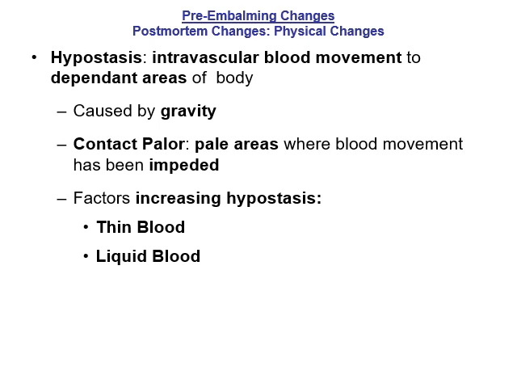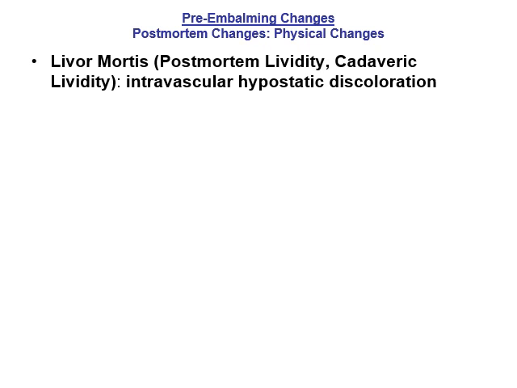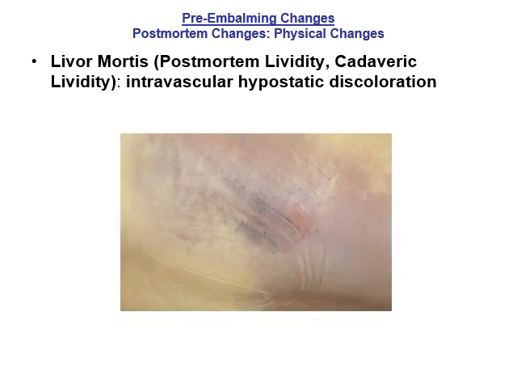So the main physical change that happens because of hypostasis is something called livor mortis, or postmortem lividity, or cadaveric lividity. This is an intravascular hypostatic discoloration. Again, it's intravascular, it's still in the vascular system, it's caused by gravity, so hypostasis, and it looks like a very dull bruise. So it's not this scrape here, that's not the lividity. It's all of this very dull purpley stain. Again, not quite a bruise, it's not as vivid as that. It's just an accumulation of blood in these areas. And notice the areas around it are kind of pale. That could be contact pallor.